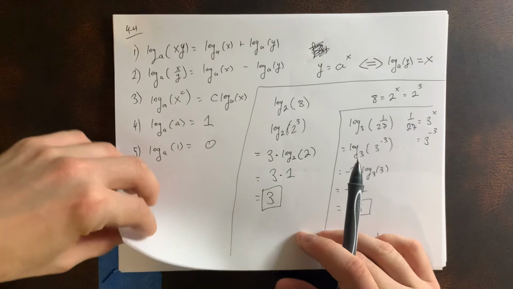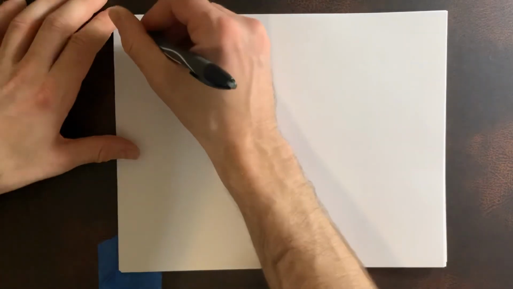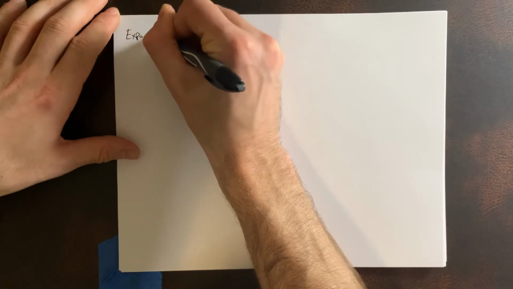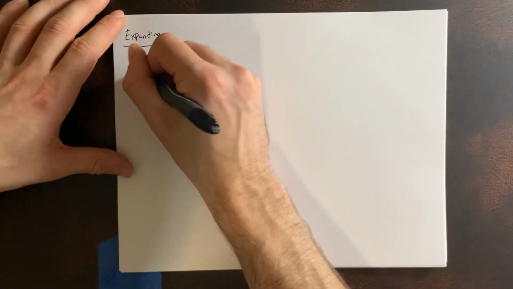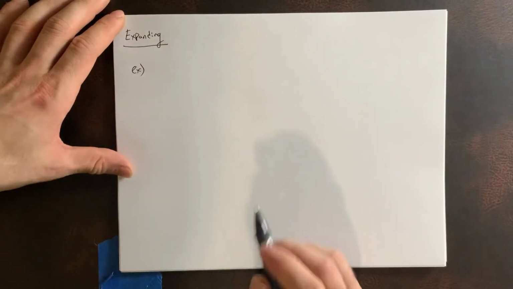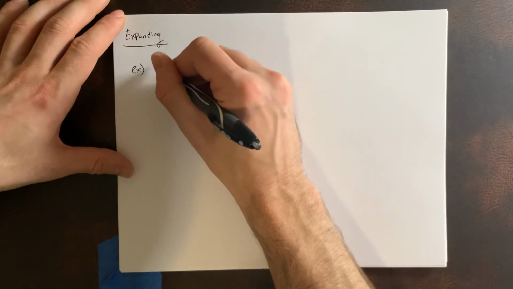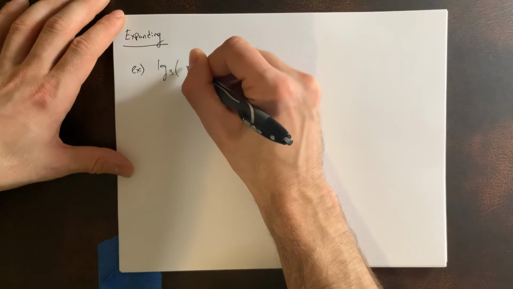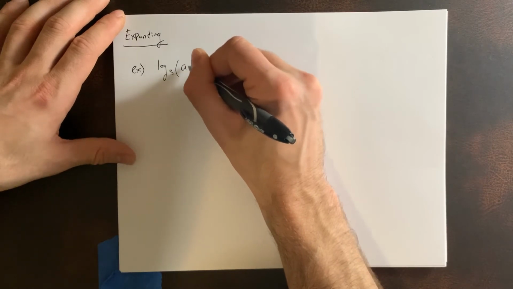All right, now let's do a couple more examples. This next is going to be called expanding. So what we're going to want to do is, for example, all these examples are going to be for expanding. So we want to expand, say, log base 3 of, how about ABC?